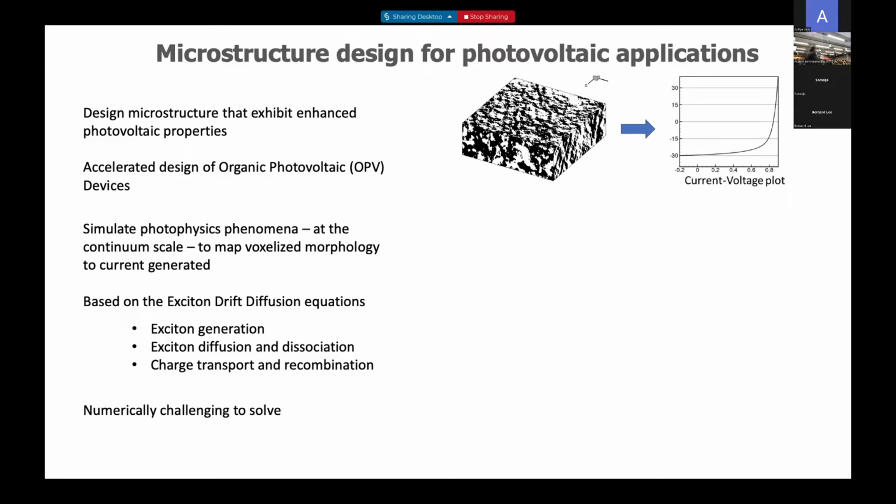You have essentially a diffusion equation that says how excitons, which are tightly bound electron-hole pairs and are neutral, are able to diffuse. Once they hit an interface between the donor and acceptor, the black and white domains, they split into an electron and a hole, and then you have charge transport under an applied electric field. So given a microstructure, the goal is to predict its performance.